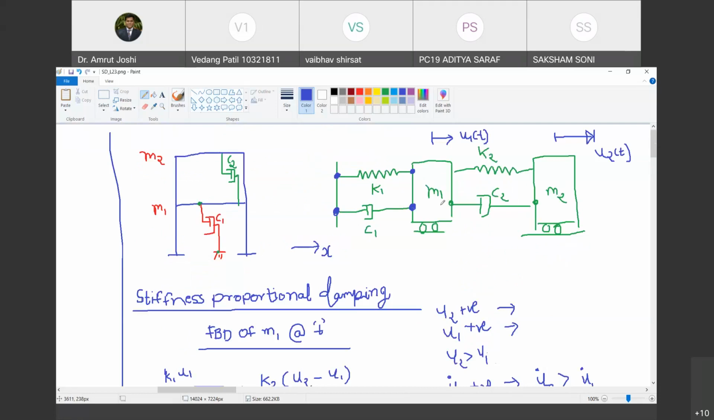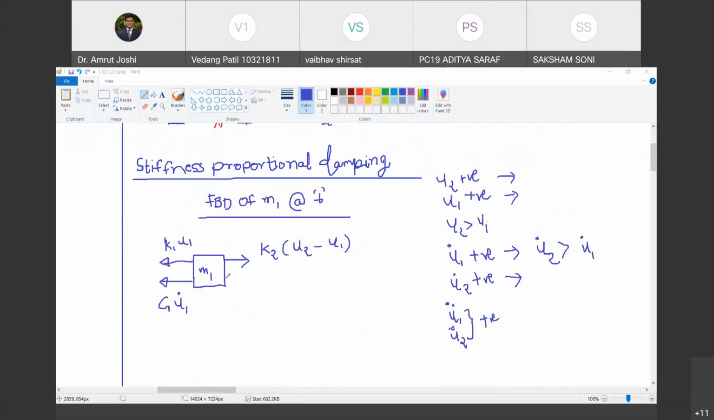As mass M1 has moved towards right, and mass M2 has moved towards right, but by amount U1 of T and U2 of T, and their velocities are U1 dot of T and U2 dot of T. So what is the force in damper? U2 dot of T minus U1 dot of T into C2, and that force कौन से direction में है बोलो? In which direction that force must be? Are you with me? Yes, sir. Right side. हाँ, towards right.